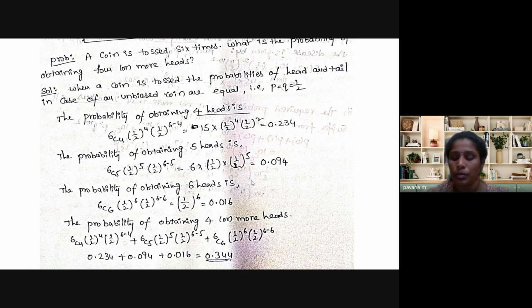So binomial distribution mainly focuses on success or failure rate. If you want to know whether in that particular trial the event happened successfully or failed to happen, that will be described in binomial distribution.